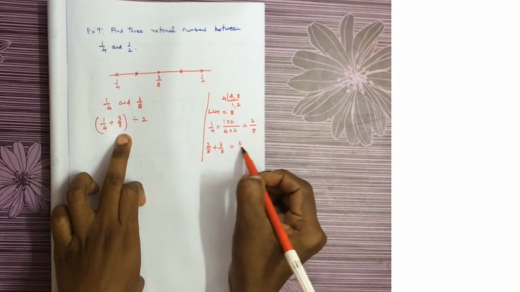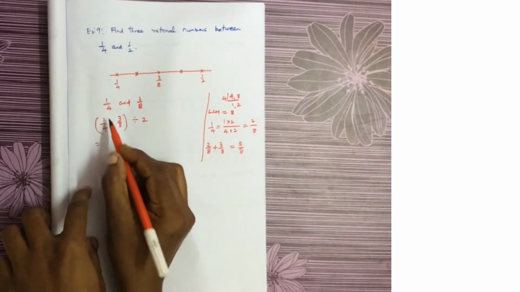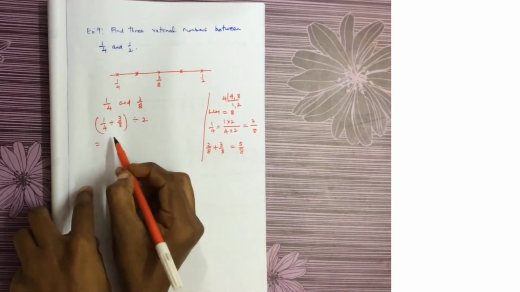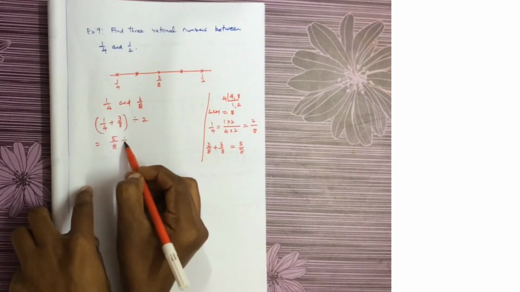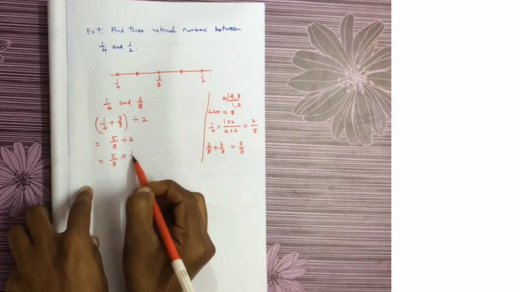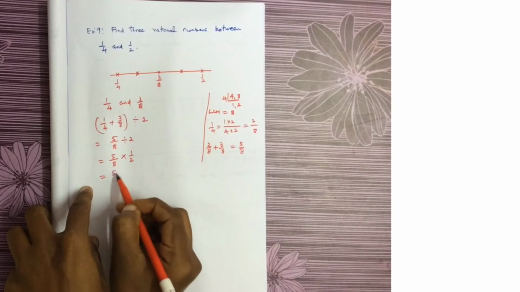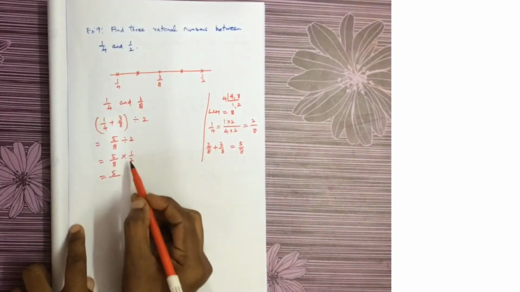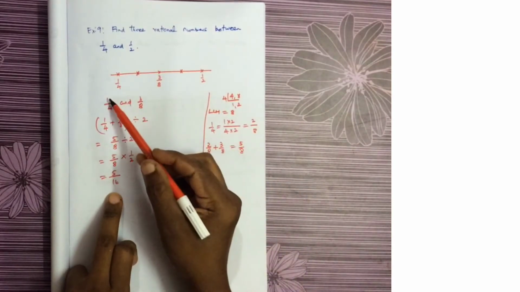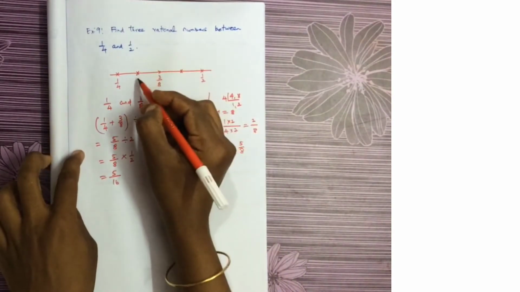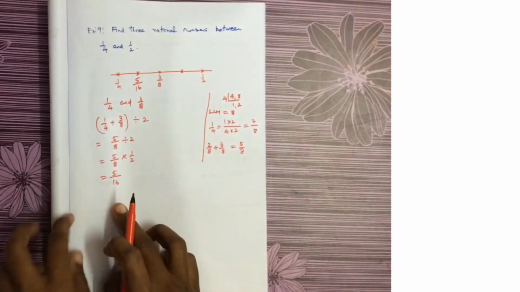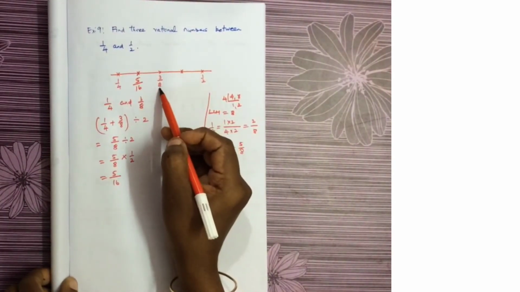That is equal to 5 by 8. So 1 by 4 plus 3 by 8 is equivalent to 2 by 8 plus 3 by 8, that is equal to 5 by 8 divided by 2, that is equal to 5 by 8 multiplied by 1 by 2, that is equal to 5 by 16. 5 ones are 5, 8 twos are 16. So the rational number that exists between 1 by 4 and 3 by 8 is 5 by 16. Okay. Next thing is you have to find what exists between 3 by 8 and 1 by 2.